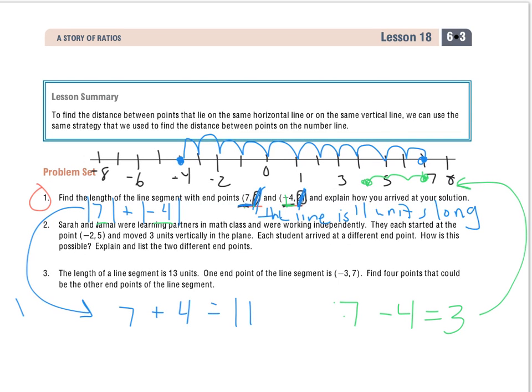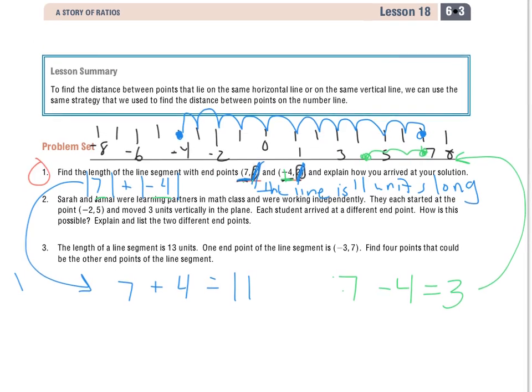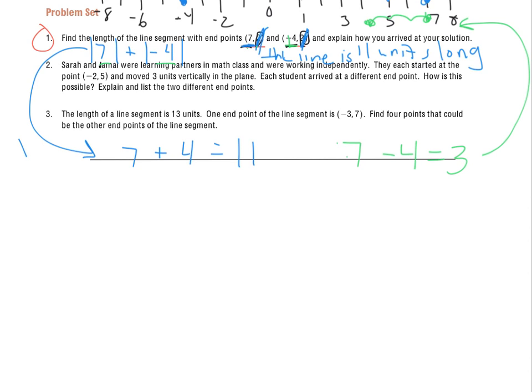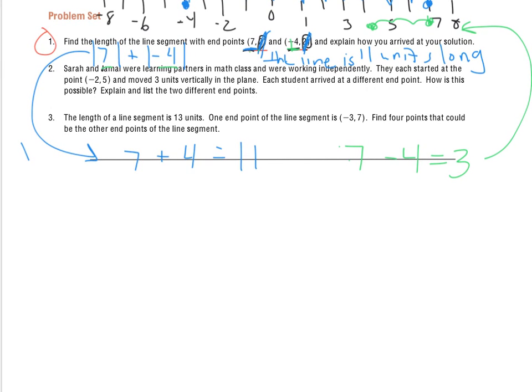So now we'll take a look down at number 3, and what I'm going to do is slide this up just so I have that space to look at 3, and I'll bring 3 down, and I'll try to do it all in different colors. So I'll start in purple. So the length of a line segment is 13 units. One endpoint of the line segment is (-3, 7). Find 4 points that could be the other endpoints of the line segment.